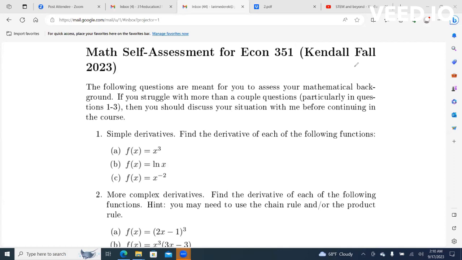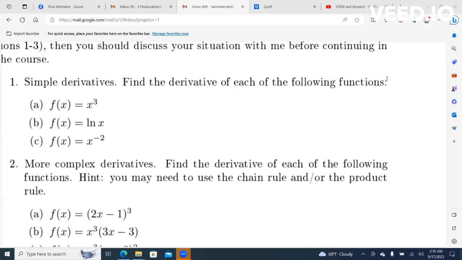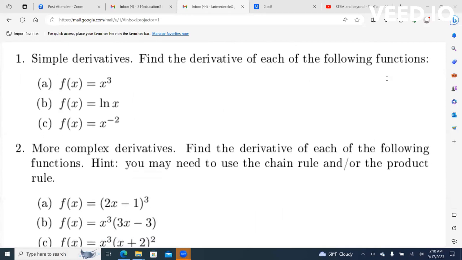Okay, so we can discuss the homework, but that would be a little bit silly. We're just going to be taking derivatives here. So we start with number 1, the easiest of derivatives.